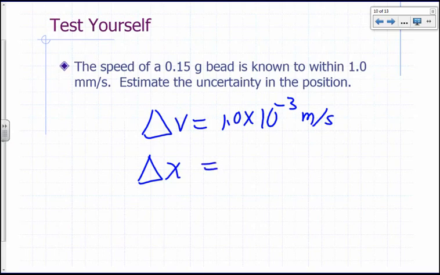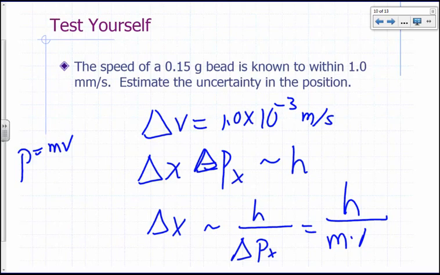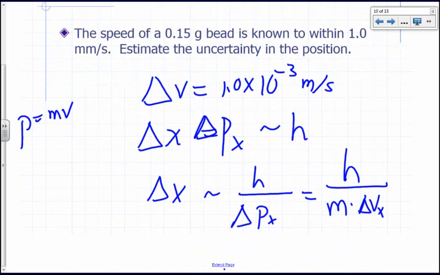Delta x times delta px is approximately equal to h, right? So delta x would be approximately h over delta px. And what's p? p is mass times speed, right? So h over mass times delta vx. Let's just say a particle is moving along the x-axis. So what is our answer here?